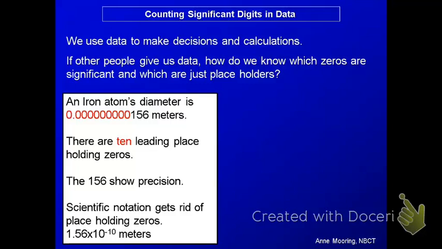For example, we are told an iron atom's diameter is 0.0000156 meters. There are 10 leading placeholding zeros. The 1, the 5, and the 6 show precision. We can use scientific notation to get rid of placeholding zeros by writing 1.56 times 10 to the negative 10th.